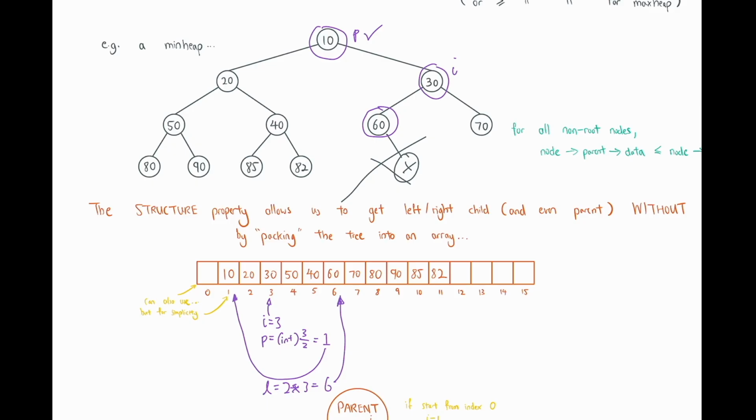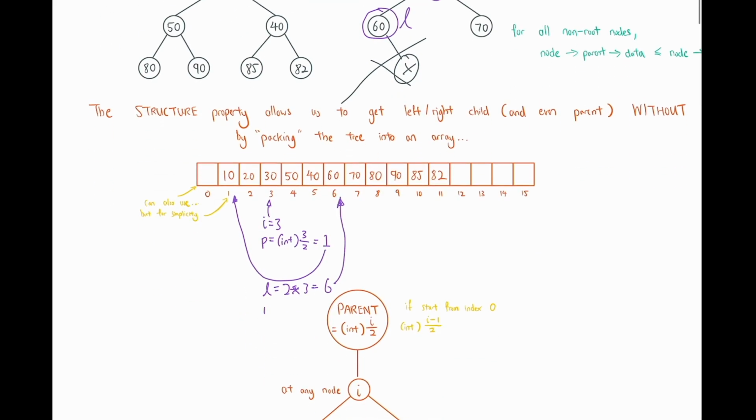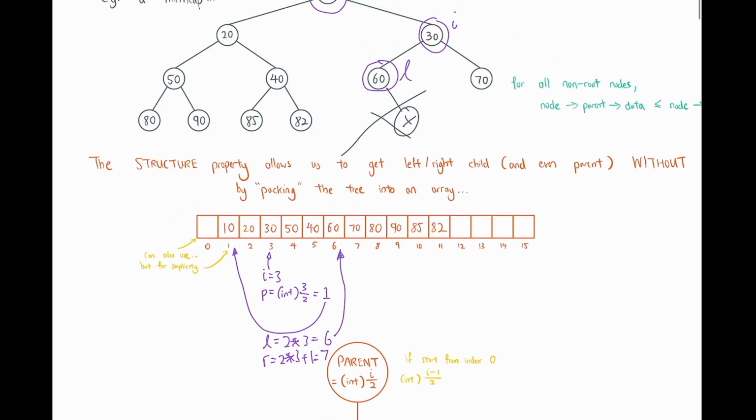All right, so you can see left is correct as well, and if we just complete this and work on the right child, 2 times 3 plus 1 equals 7. We can see that 7 is this particular location, which is here, and indeed this is the right child of I. Okay, so everything works correctly.